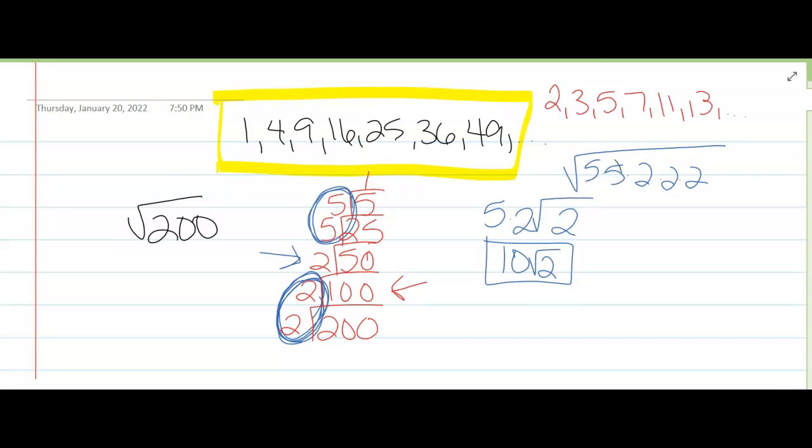But if you were to break this apart, 5 times 5 is 25, and the square root of 25, guess what that is? Boom, 5. And then this right here, the pair of 2's, 2 times 2 is 4, and the square root of 4, guess what? 2 right there. That's why the cake method works.